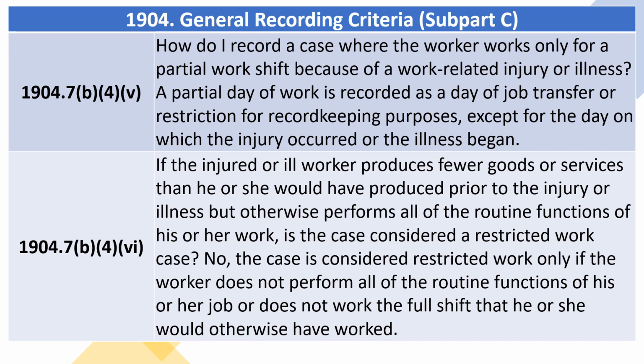1904.7(b)(4)(vi). If the injured or ill worker produces fewer goods or services than he or she would have produced prior to the injury or illness but otherwise performs all of the routine functions of his or her work, is the case considered a restricted work case? No, the case is considered restricted work only if the worker does not perform all of the routine functions of his or her job or does not work the full shift that he or she would otherwise have worked.